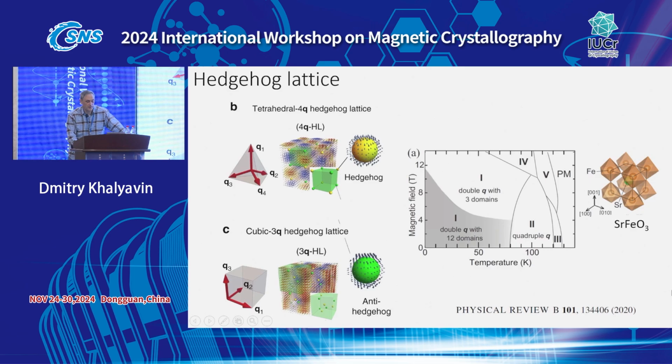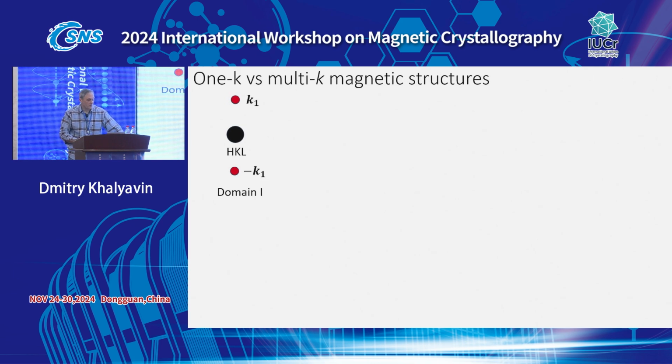Examples of these lattices can be found in this paper. That paper is dealing with cubic perovskite, strontium iron oxide, and these magnetic structures were measured on WISH. And yes, with our Japanese users, we managed to figure out this beautiful magnetic structure. Okay, so generally speaking about multi-K structures and why it is a challenge.